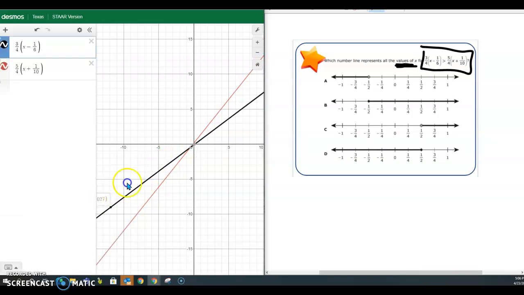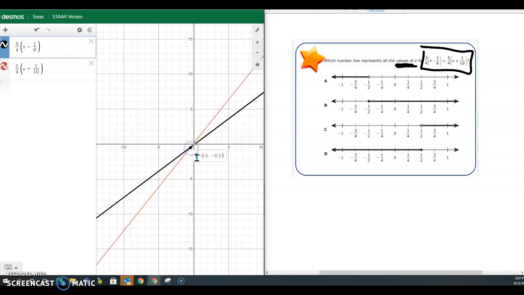Notice where I'm dragging my mouse. Over here on the right side of this point where they cross, the black line is less than, or smaller than, the red line. And at the point where they cross, they're equal to each other. So I want everything to the left of the point where they cross.